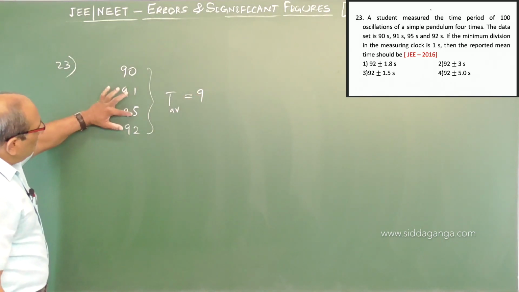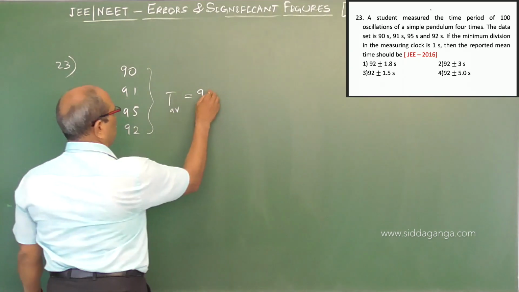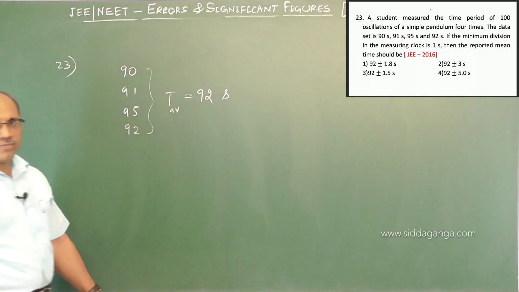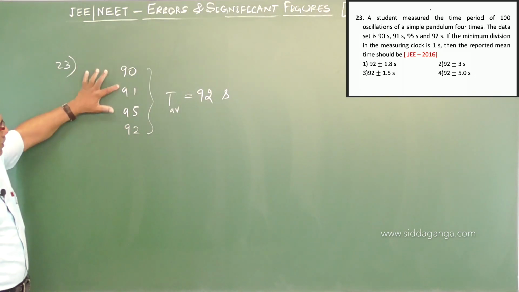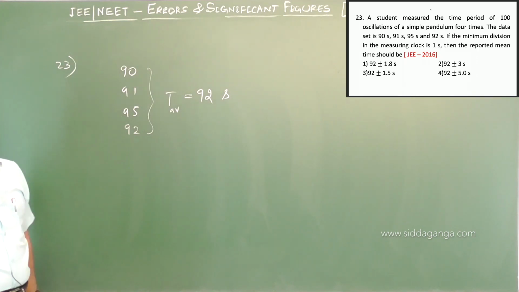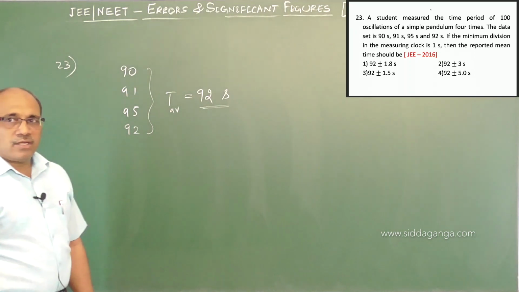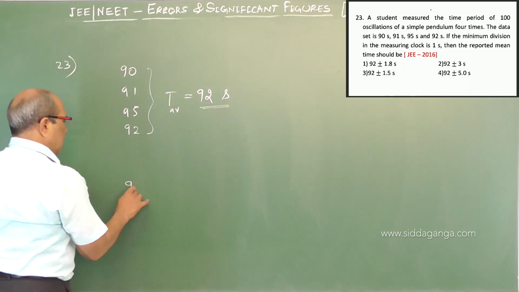5 plus 1, 6 plus 2, 8, divided by 4. 8 by 4 is 2. So 92 seconds. Adding all is not necessary. One term is the same, only add 8. Number of trials are 4. 8 by 4 is 2. Mean average you got it. But the answer you can get is 92, no doubt.